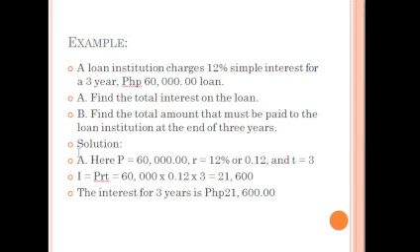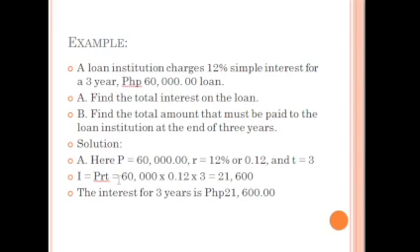Okay, next example. A loan institution charges 12% simple interest for a 3-year 60,000 loan. So ang atonang kuhaon is find the total interest on the loan and find the total amount that must be paid to the loan institution at the end of 3 years. So we will solve A first. Here, our principal is 60,000. Our rate of interest is 12% or 0.12, and our time here is 3, since 3 years.